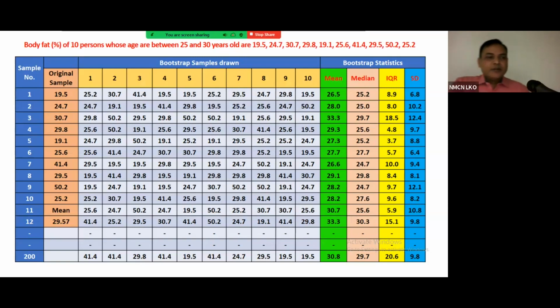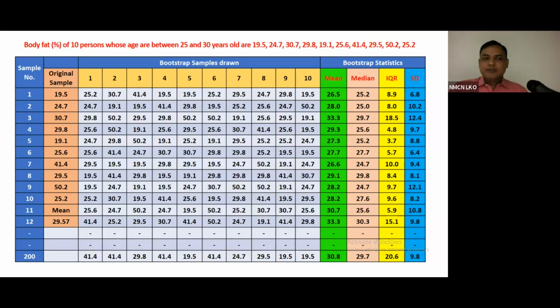So here we can see that in column 1 we have mentioned the sample number. Column 2 is the original sample of size 10, and in the rows we have mentioned the bootstrap samples drawn. Since we have 10 original samples, from these 10 we have generated various samples with the same method as I showed in the pictorial diagram.